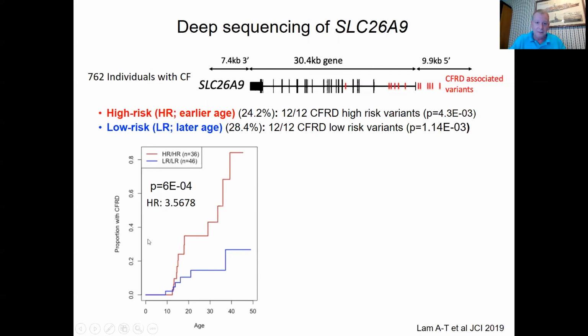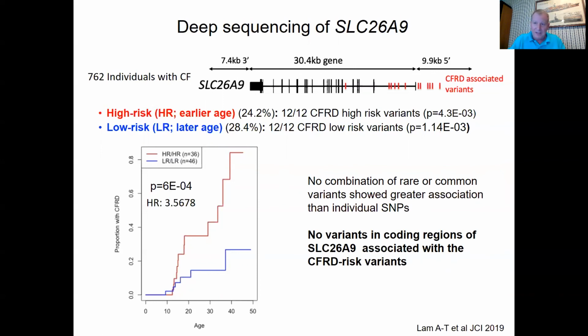So I'm showing you homozygotes for the high-risk haplotype, and you can see they have a younger age of onset of diabetes, a higher fraction at a younger age. If you're low risk, you can see you have a substantially later age of onset.